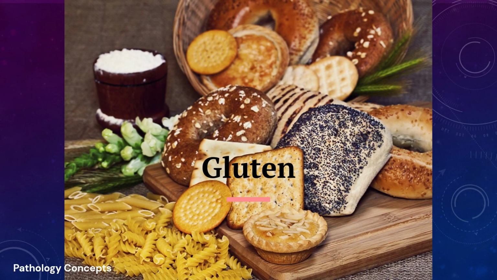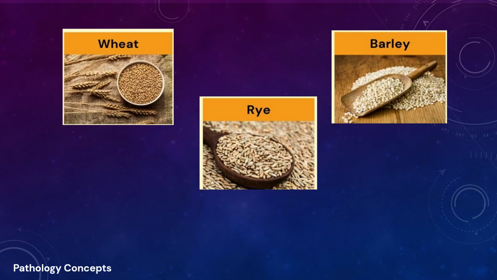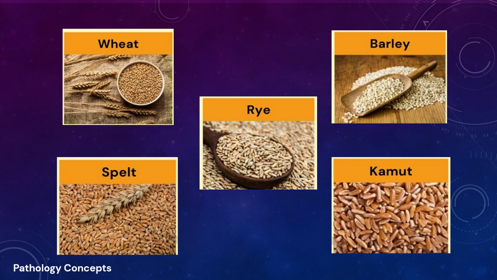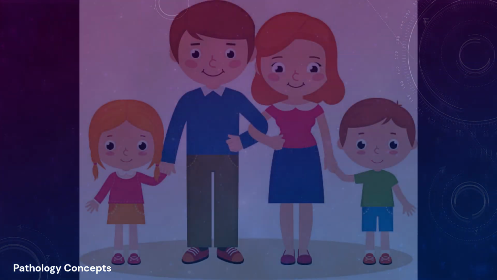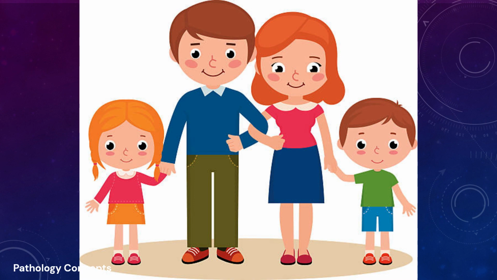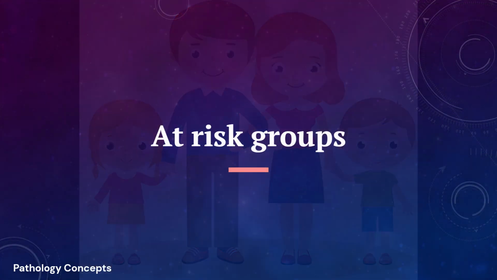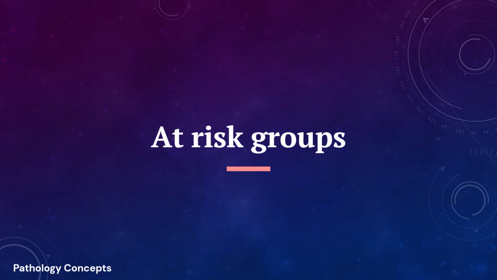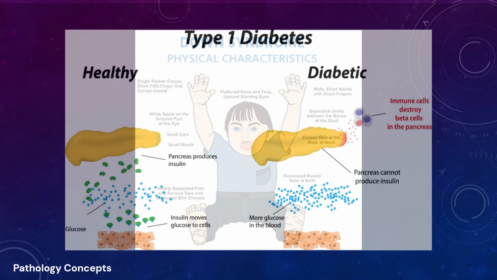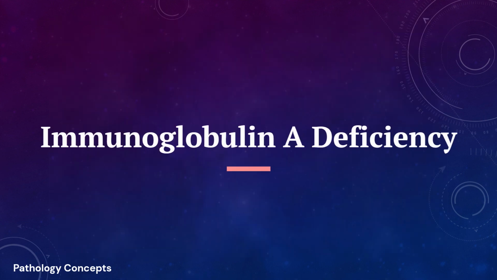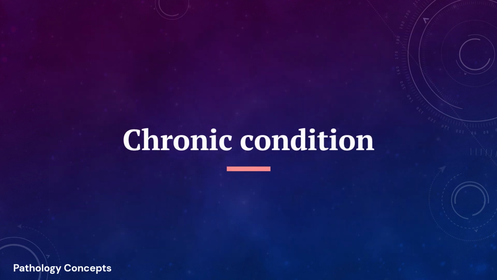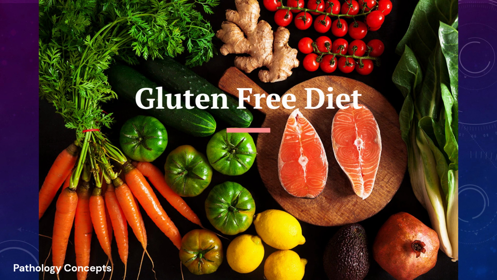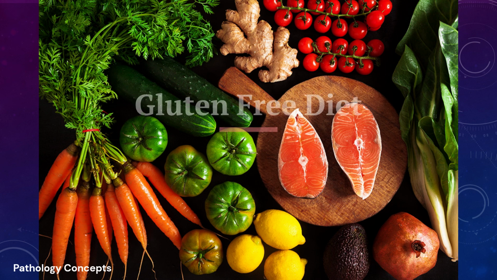Gluten is a general term for alcohol soluble proteins that are present in various cereals including wheat, rye, barley, spelt, and kamut. The prevalence of celiac disease is higher in first degree relatives and in other at risk groups such as patients with Down syndrome, type 1 diabetes, or IgA deficiency. This condition is chronic and currently the only treatment consists of permanent exclusion of gluten from food intake.